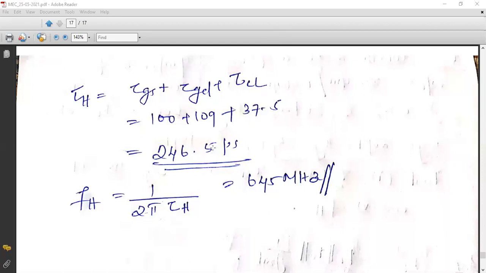I hope you got the same answer, 246.5 picoseconds per tau h. After that, you can substitute here. While substituting, what you have to do is convert into seconds.